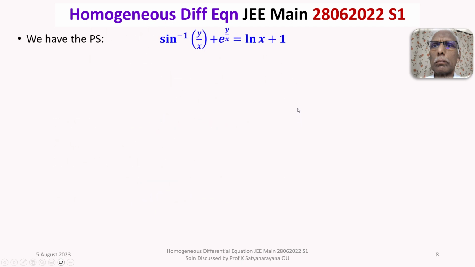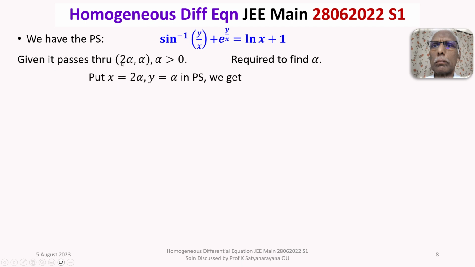So we have this one, and it is given that it passes through (2 alpha, alpha), where alpha is greater than 0. Alpha is a real number greater than 0. So then we are required to find the value of alpha. So put x is equal to 2 alpha, y is equal to alpha, where alpha is a positive real number, and put these values in the above particular solution. Then we get sine inverse y by x, that is alpha by 2 alpha. Alpha cancels because alpha is greater than 0. So you will get 1 by 2.